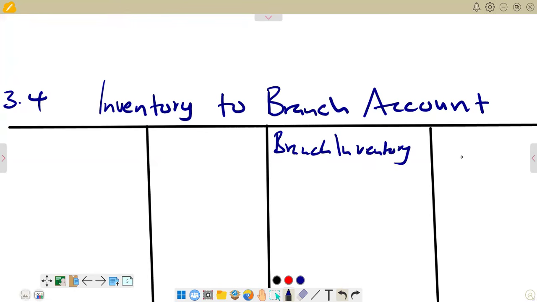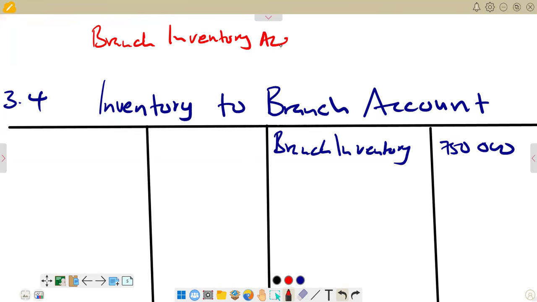Branch inventory, and the amount that we have is 750,000. So what we are saying is the branch inventory account and then the inventory to branch account. These are two different accounts.